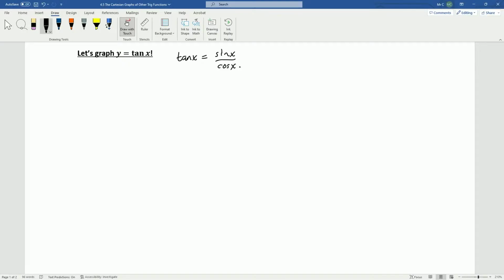So one of the first things I want to talk about is the period for tangent, because that's going to make it a little bit easier to figure out how to graph this thing. So, okay, what's the period for tangent? Well, you might be tempted to say that it's 2 pi, but it's not. And we'll see why that is momentarily when we look at the unit circle.